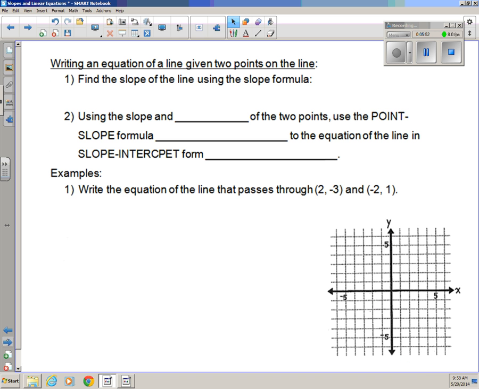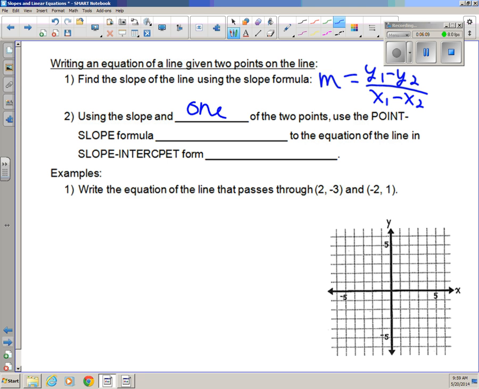Okay, you can also write the equation of the line that's given 2 points. So if you're given 2 points, you first have to find the slope. Remember, the formula is the change in the y's over the change in the x's. You want to be able to use the slope and one of those 2 points, and then use the point slope formula, y minus y1 equals m times x minus x1, to find the equation of the line in slope intercept form. So you're going to use the point slope to eventually write into slope intercept.